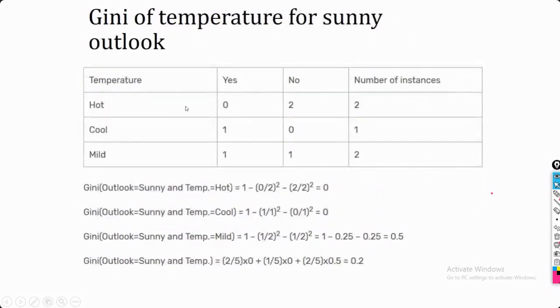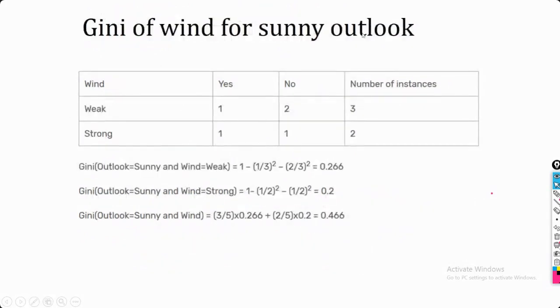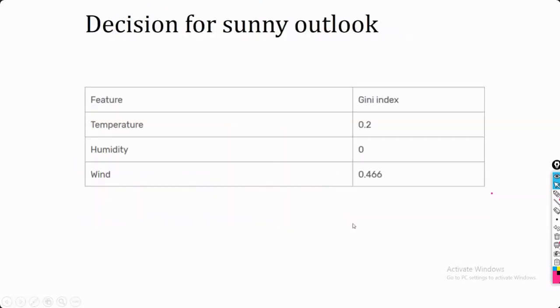So this is your temperature, and for your temperature this is the value you are getting. For your humidity, this is the value I am getting. For your wind also, I am getting this much of value. So you can easily see humidity is quite pure, so that means I can go with this humidity.